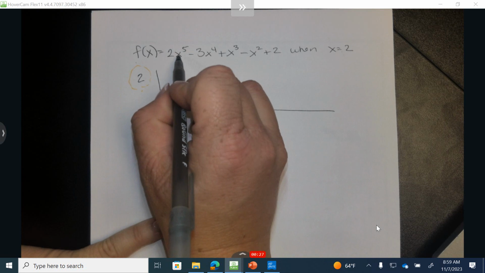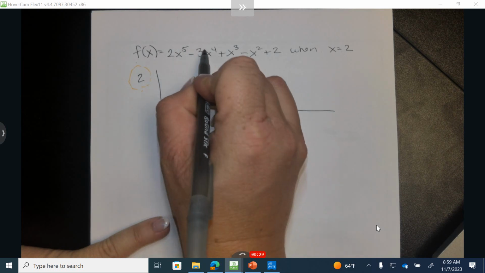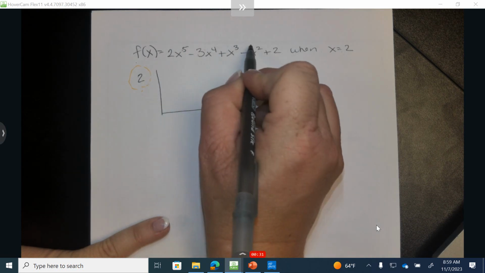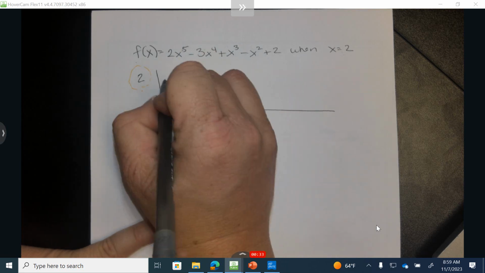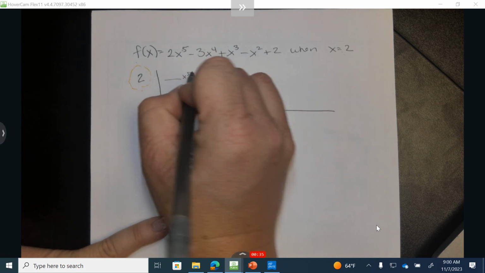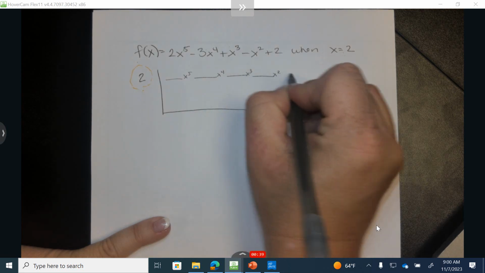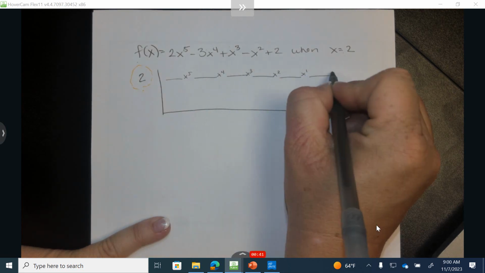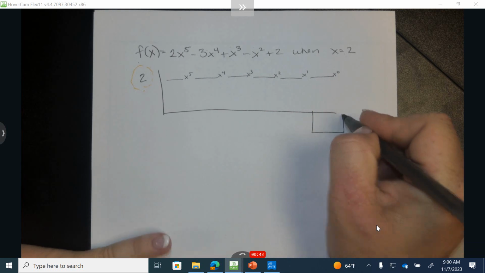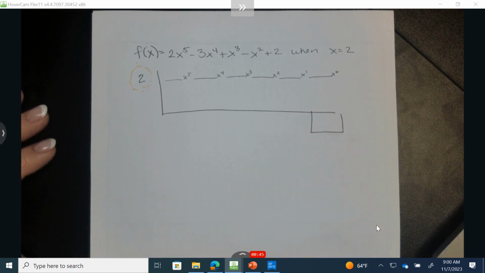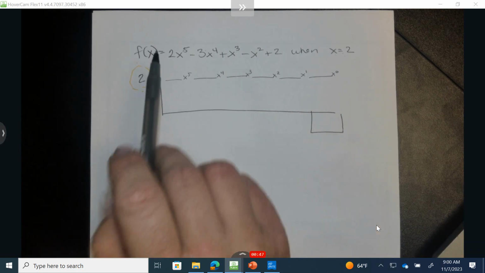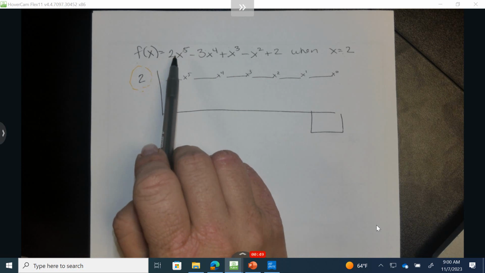The next thing I'm going to do is locate the largest exponent on a variable, which happens to be 5. So I'm going to have x to the 5th, x to the 4th, 3, all the way down to 0 every single time. Okay, now let's find the coefficients to each.